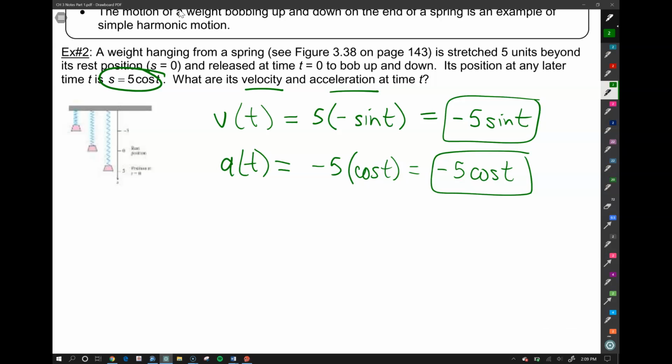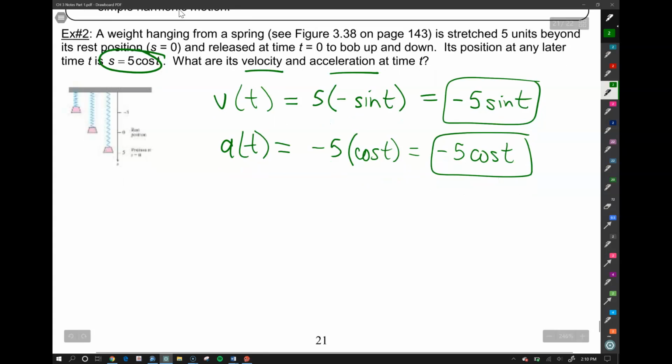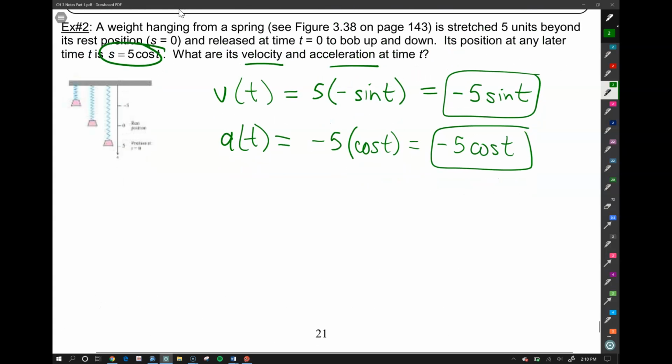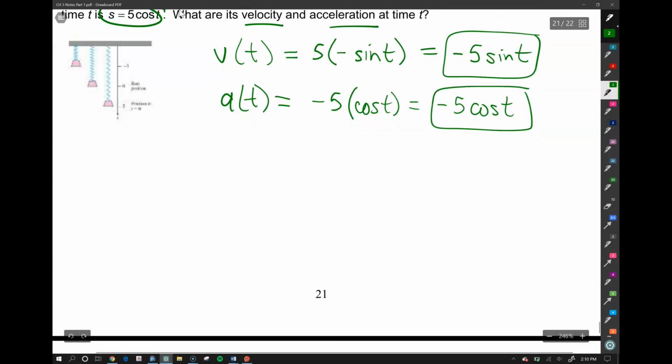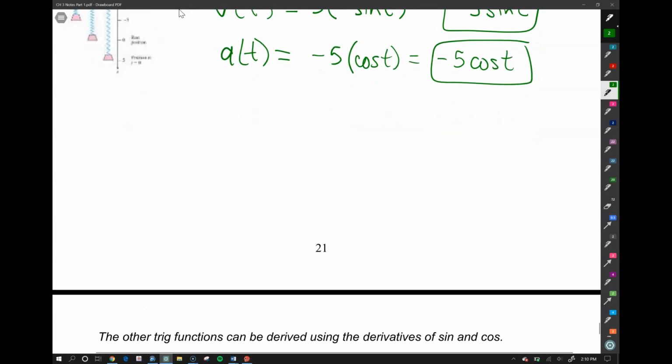Nope, it's negative, yeah. All right, and the next part is jerk. I think we already talked about jerk. Jerk is the derivative with respect to time of acceleration, the derivative of acceleration. So the cool thing is, other trig functions can be derived using the derivatives of sine and cosine. So literally all you have to know is sine and cosine.